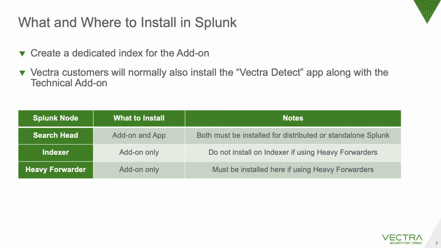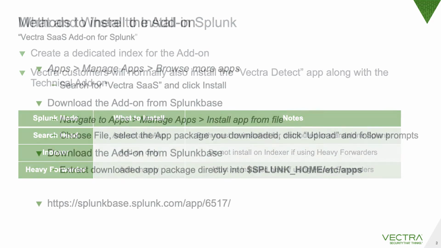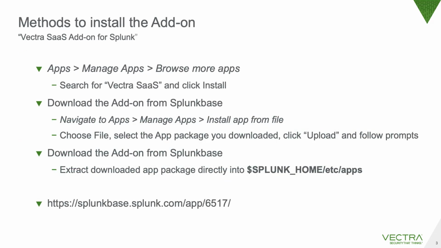For standalone Splunk installations, both the app and add-on should be installed. For distributed Splunk installations, both the app and add-on should be installed on your search head. Any indexer should have the add-on installed, but only if you are not using heavy forwarders. If you are using heavy forwarders, do not install the add-on on your indexers and only install it on your heavy forwarders. You can install the add-on through one of three methods.